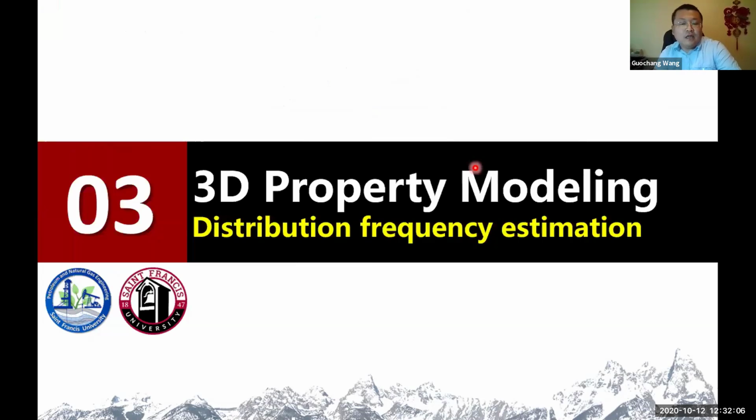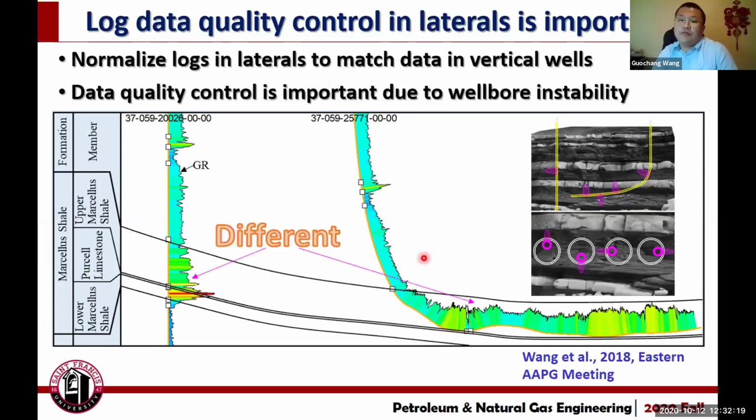This part is a little bit easier to work on. But the main idea is that we try to assess the distribution fraction, the frequency, for those properties, like the porosity, permeability, or the lithology or lithofacies.